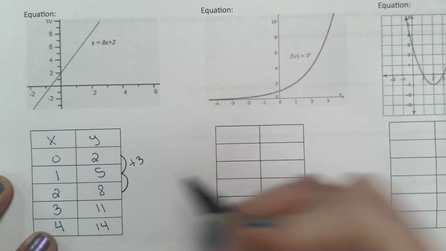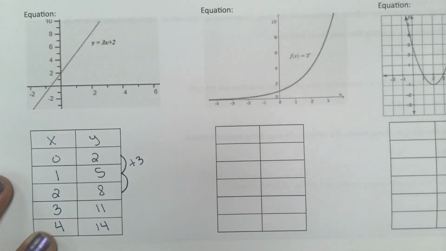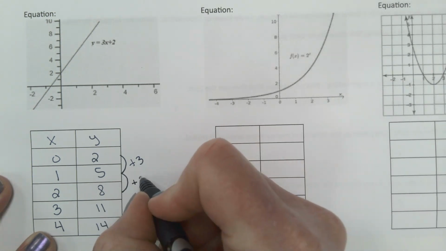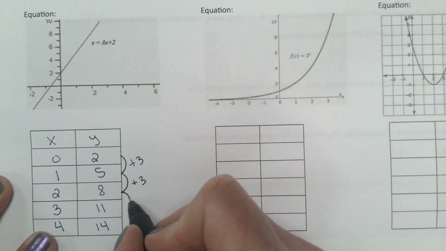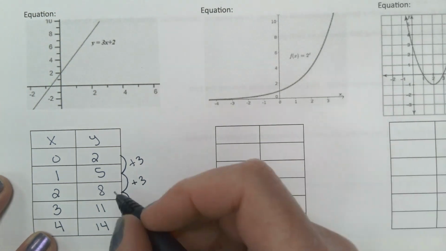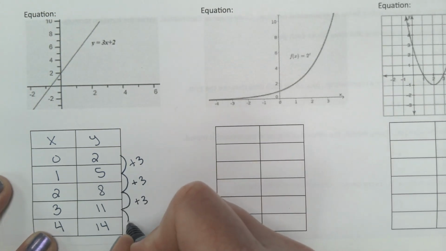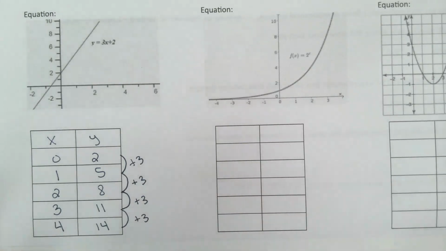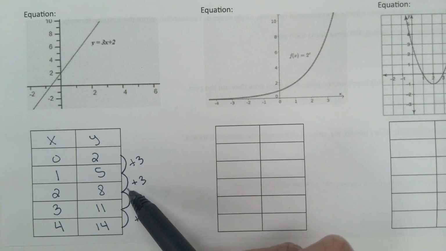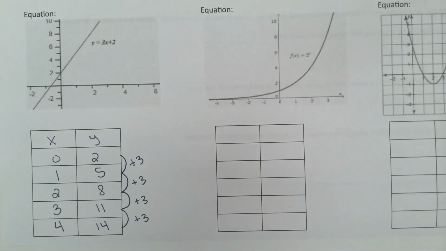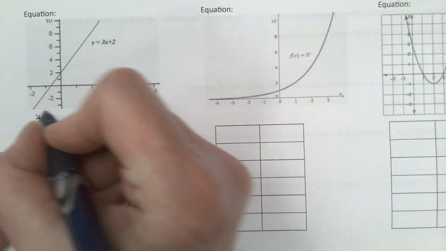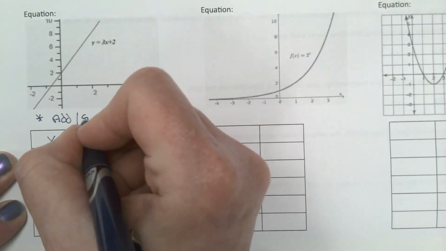So to go from 5 to 8, how would you get there? Plus 3 again. Can I still get from 8 to 11 by plus 3? Yeah. And from 11 to 14, I can get there by plus 3. So if you are looking at a table of values and you find that you can go from one y value to the next by addition or subtraction, that is how you can say this is a linear function. I can get here by addition or subtraction.